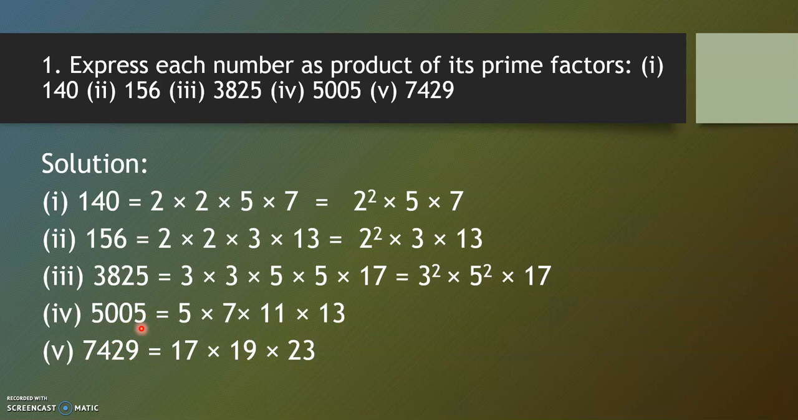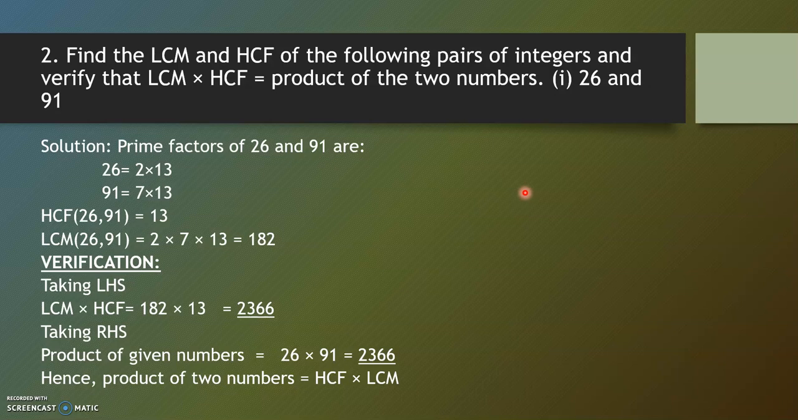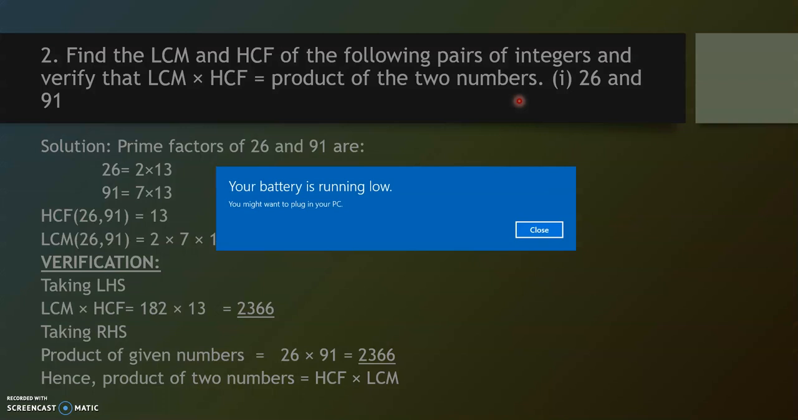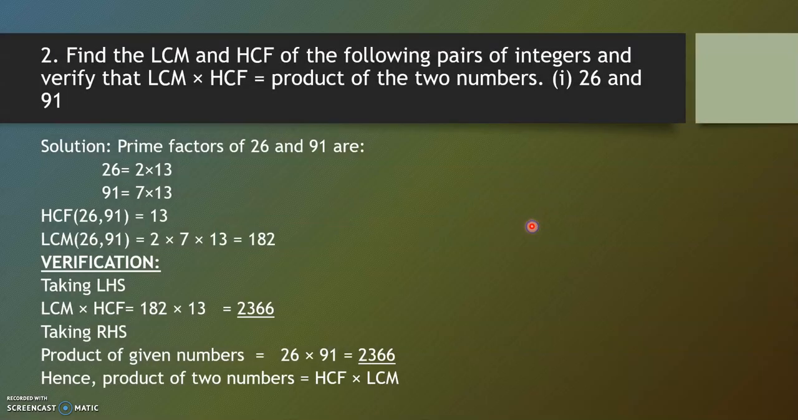Now come to question number second. Question number second says find the LCM and HCF of the following pairs of integers and verify that LCM into HCF is equal to the product of the two numbers. आपको पहले तो इन दो नंबर्स, 26 and 91 का LCM निकालना है, HCF फाइंड आउट करना है, and then you have to verify if that is equal to the product of the two numbers. So let's find the LCM and HCF.